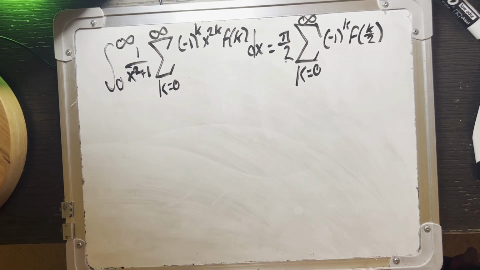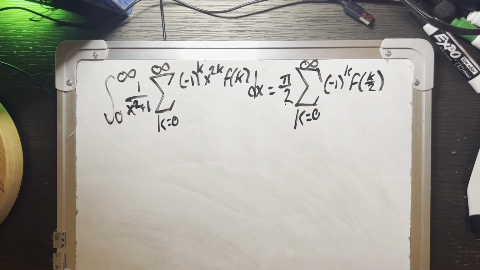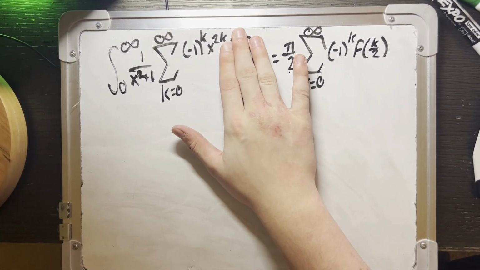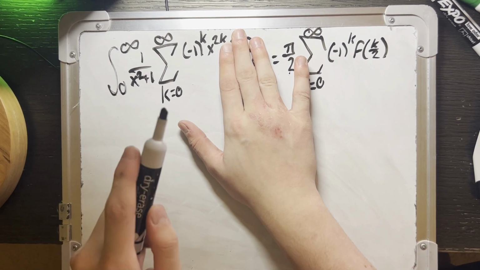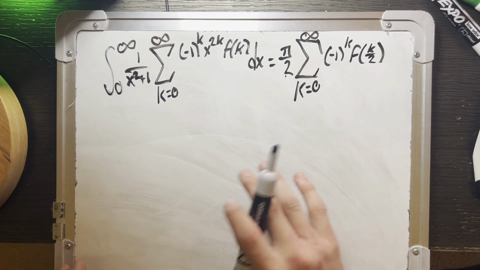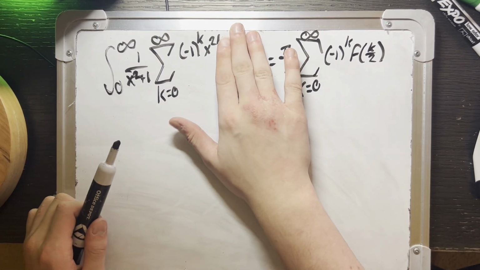Okay, so to derive this, we're going to do the same thing. However, okay, think of a function. Just ignore this f of k right here. Think of a function that has an alternating even power series. Just think about that for a second. Yeah, just forget this f of k. Forget him for now.